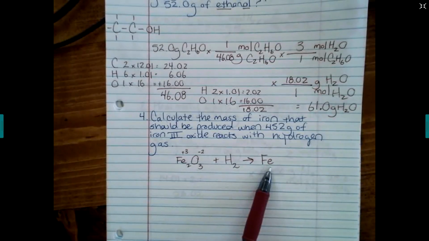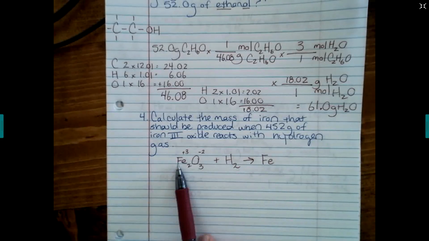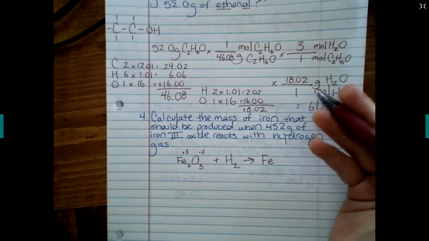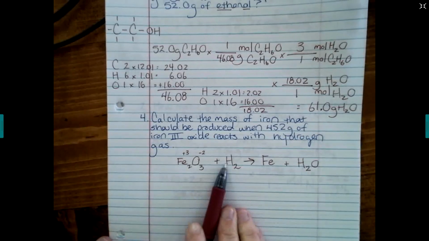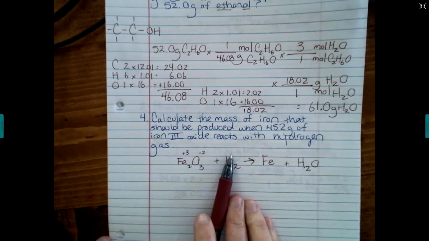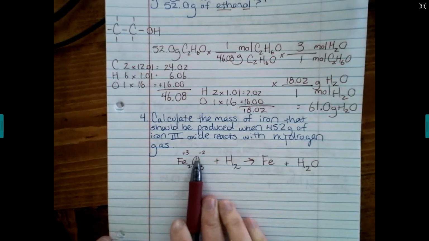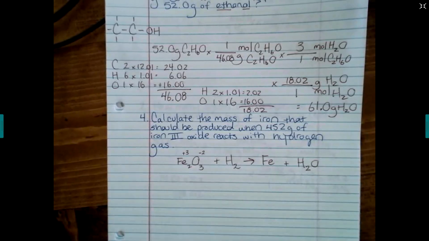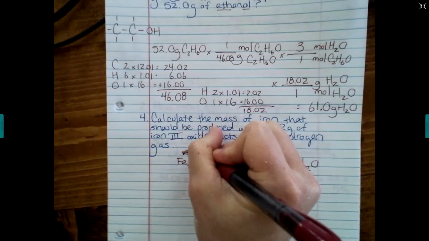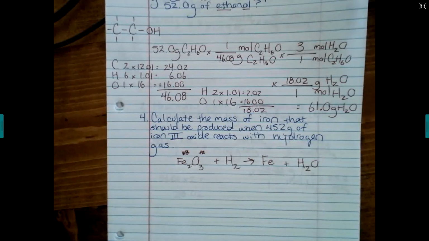Iron is now by itself. So hopefully you can see that since hydrogen is taking iron's place, the product is going to be water. We know that hydrogen is with oxygen. Hydrogen has a +1 charge. Oxygen is -2. So that's how we get water from that. So now we don't need these charges. Let's go ahead and balance our equation.